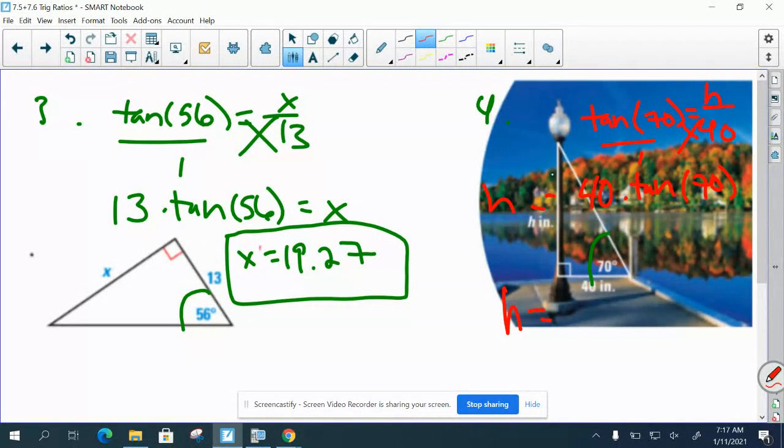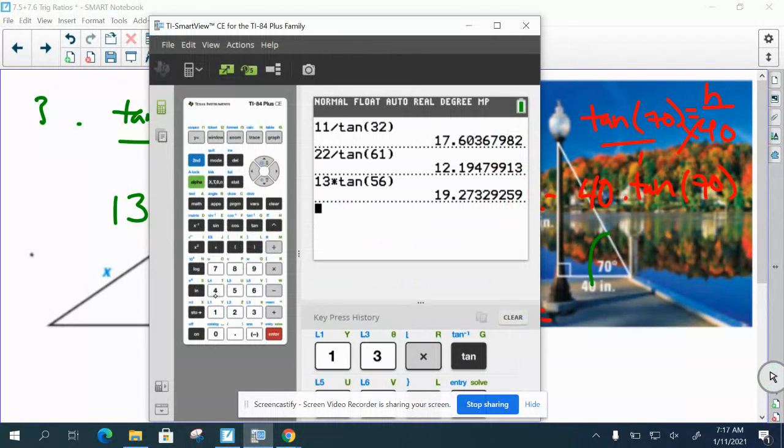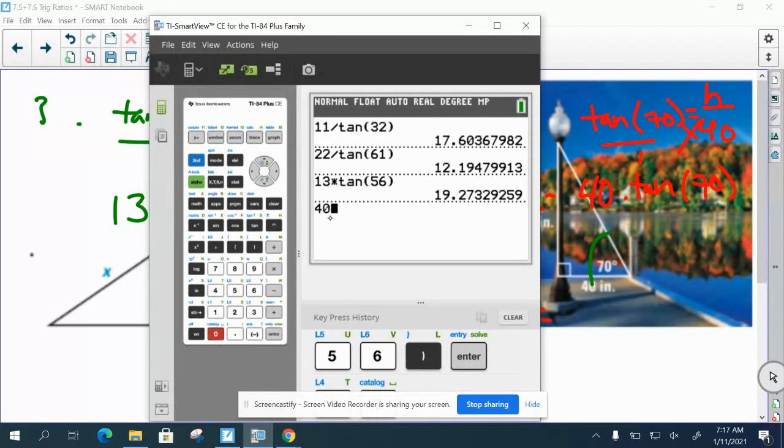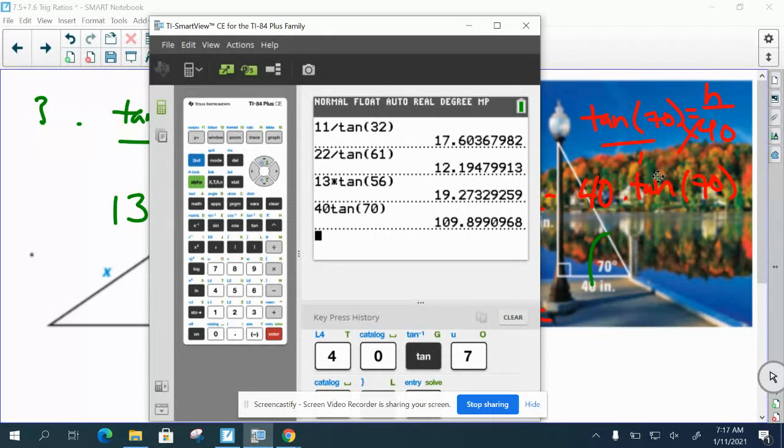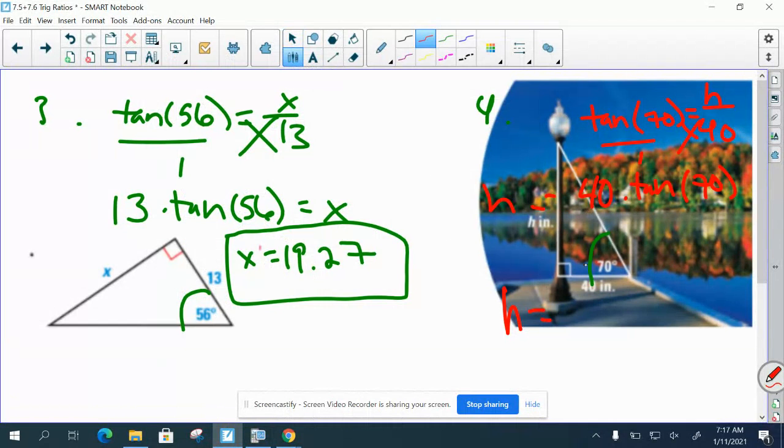So the height here of this lamppost is, I guess we'll plug it in our calculator first. 40. Also, you don't have to put the multiplication sign. You could just put 40 tangent of 70 is 109.90. And this would be inches.